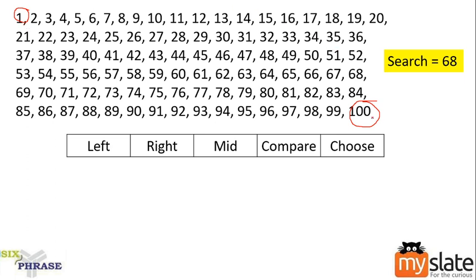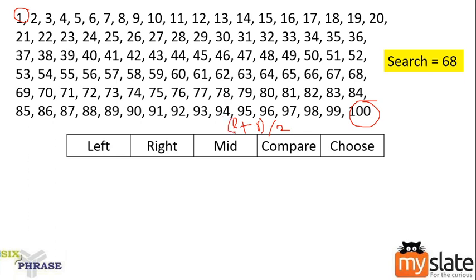This is your right value. Left extreme end and right extreme end values are chosen, and the mid value is calculated as left plus right divided by 2.